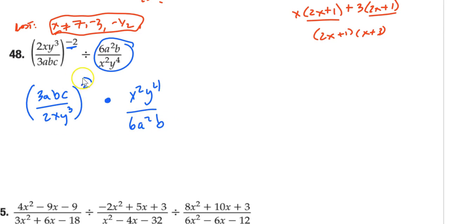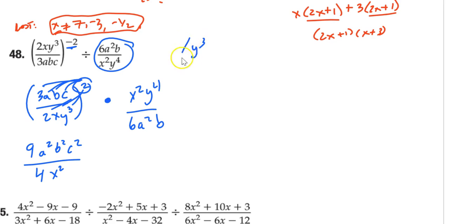Now what do I do with this squared? Well, that goes to everything. Right, so that becomes a 9. 3 squared is 9. That's an a squared, b squared, c squared. 2 squared is 4, because that 2 goes to everything. An x squared. Y cubed squared, remember a power to a power, you multiply those, so y6. And then this side just leaves it the way it is.